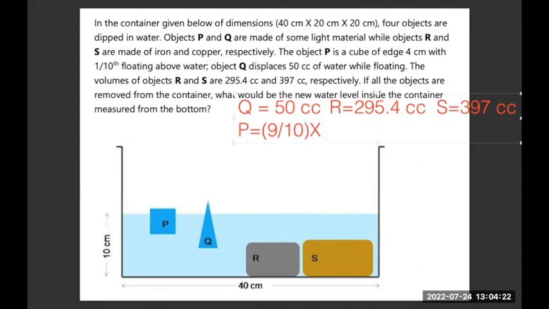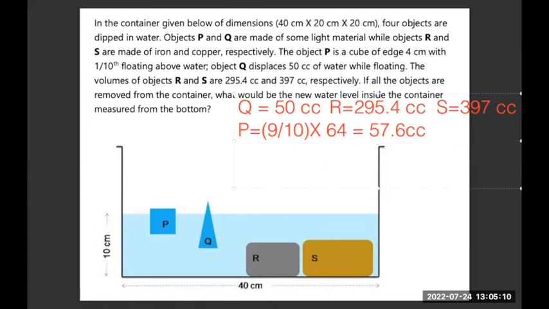Into 4 cube. 4 into 4 into 4, which is 64. Ma'am, it will be only 4 into 4 into 4. Yeah. 4 into 4, 16 into 4, 64. Yeah? 4 cube. So I wrote 64, that's why. तो कितना आएगा? 57.6 cc. ये बराबर लिखना है मैंने.